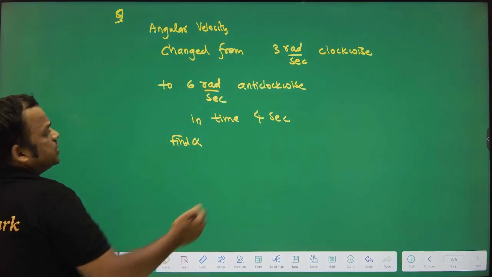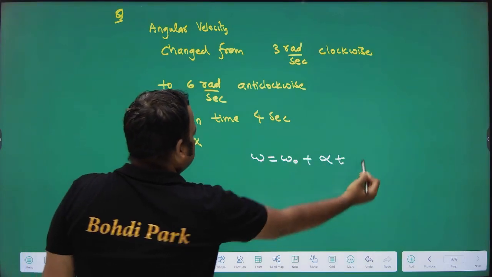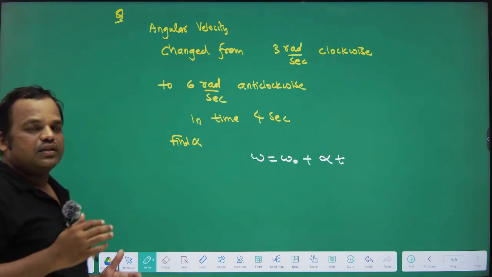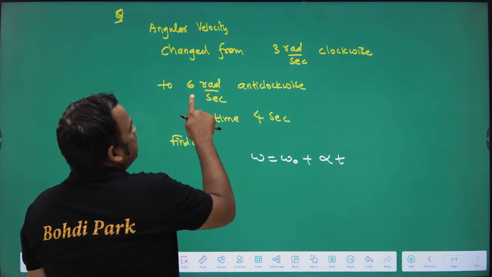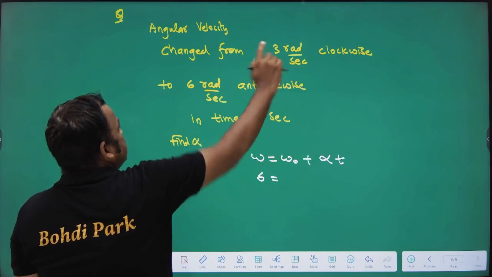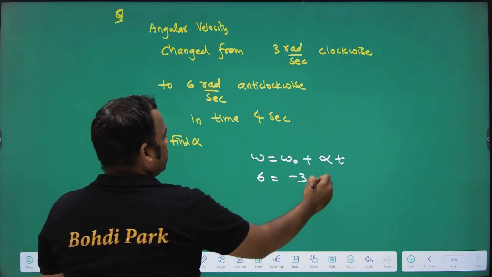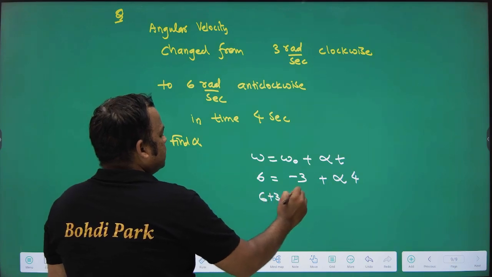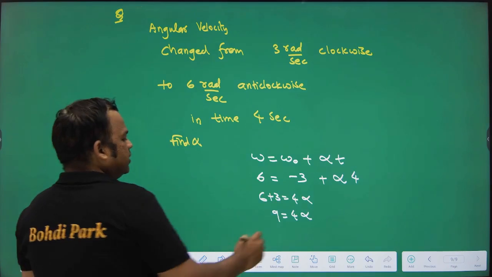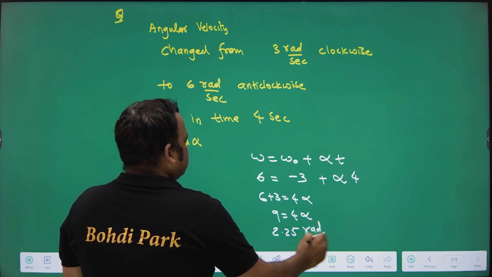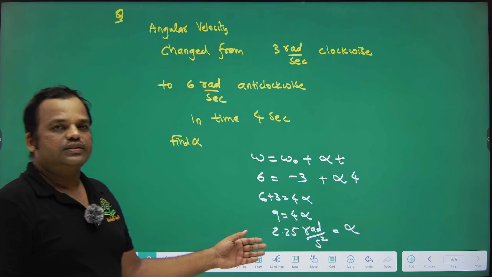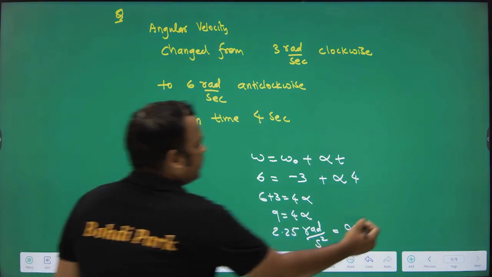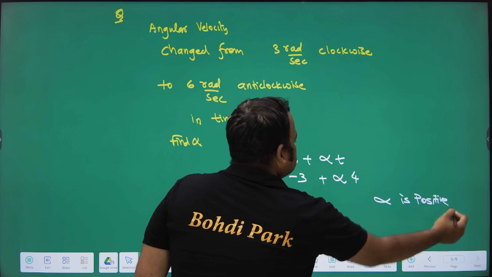Same equation of motion, omega is equal to omega naught plus alpha t. Now clockwise and anti-clockwise: we know that anti-clockwise is positive. So final angular velocity is positive 6. Clockwise is negative, so initial angular velocity is minus 3, plus alpha into time. Time is 4 seconds. So we have 6 plus 3 is equal to 4 alpha, or 9 is equal to 4 alpha. So 2.25 radian per second square is equal to alpha. Now alpha is calculated as positive 2.25, so alpha is anti-clockwise.